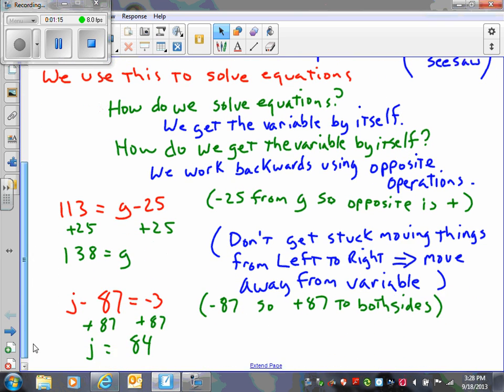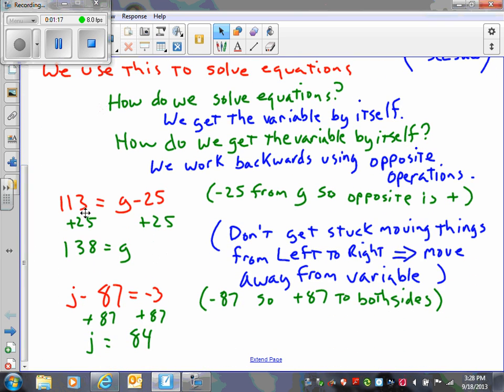For example, if I have 113 equals g minus 25, we're subtracting 25 from g. So the opposite is to add. So we add 25 to both sides. We get 138 equals g. That's the answer. Don't get stuck moving things from the left side to the right side. A lot of people think that's what they do when they first start learning this. You always move away from the variable.